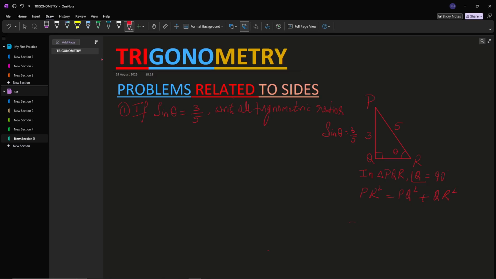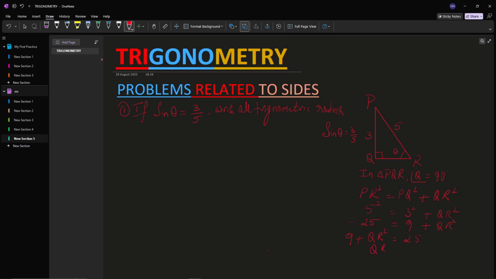PR square is equal to PQ square plus QR square. So PR value is 5, that means it is 5 square. PQ value is 3 square plus QR value is not known. So we'll keep that QR square as it is. 5 square is 25. 3 square, 3 3s are 9, plus QR square. Now make a habit that whatever you find out, always keep it on the left hand side and then start shifting or dividing or multiplying. 9 plus QR square is equal to 25.